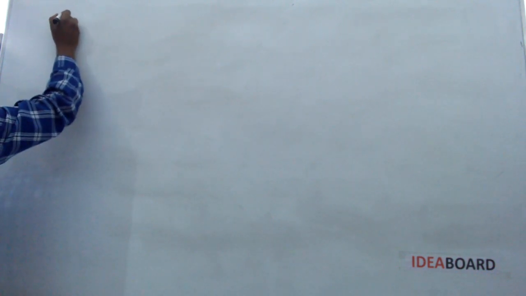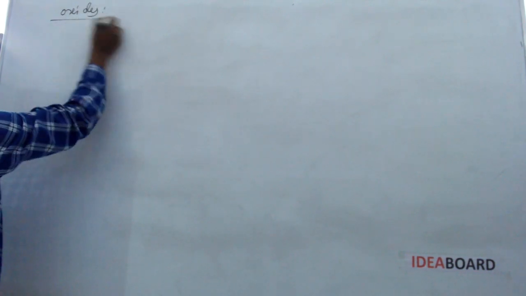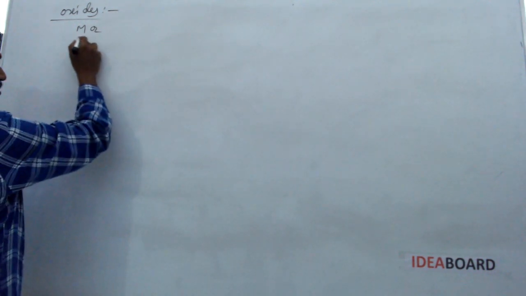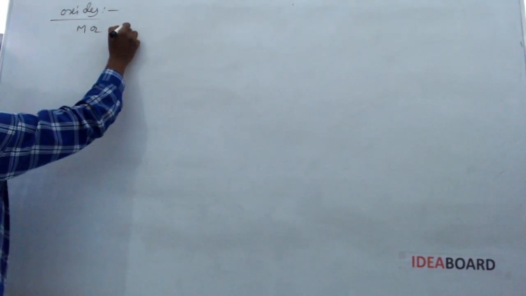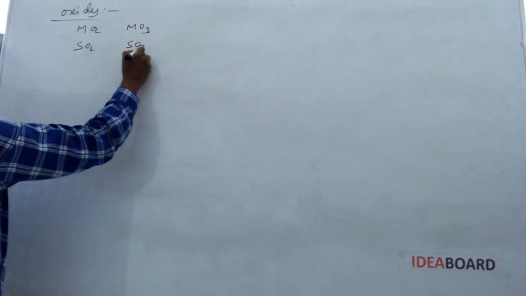Hi friends, today I need to complete the oxides of 16th group elements. Okay, here the oxides of 16th group elements. We studied already that two types of oxides are there for 16th group elements. One is MO2 type of dioxides, another one is MO3 type of trioxides. This is SO2 and this is SO3.